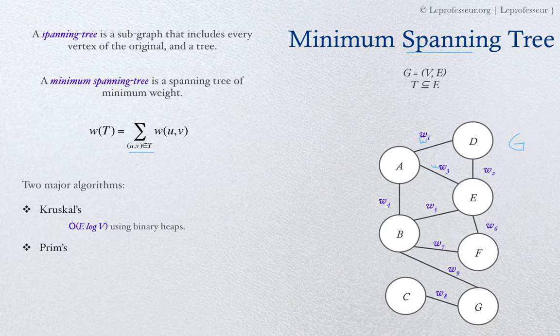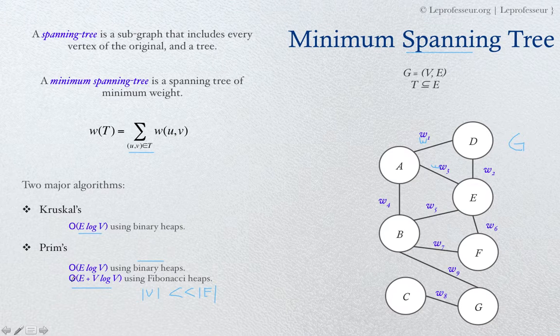The time complexity is the same if we use a binary heap data structure, and that turns out to be E, the number of edges, multiplied by log of V, the number of vertices. The same holds for Prim's if we use a binary heap. Now there is an interesting aspect: if we use Fibonacci heaps, and our number of vertices is considerably lower than our number of edges, then we get a little advantage in timing, in the order of E plus V log V.